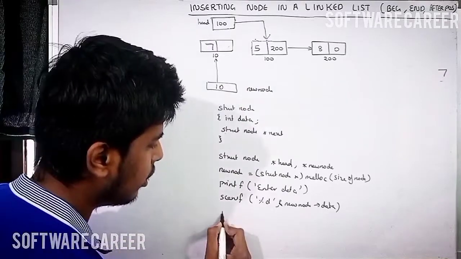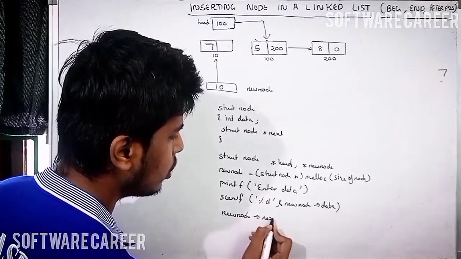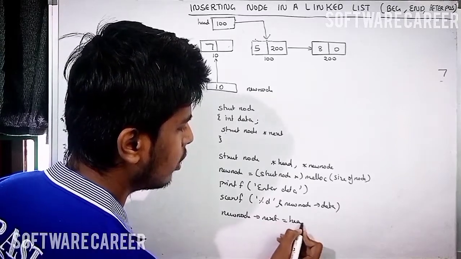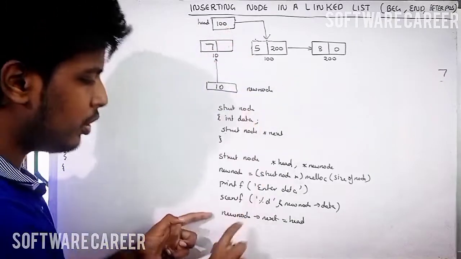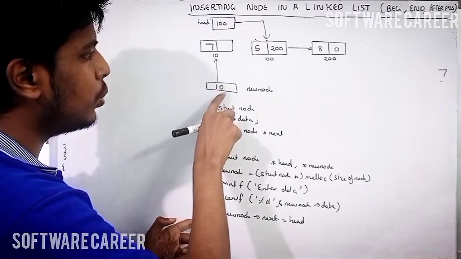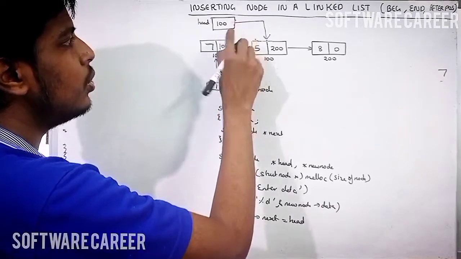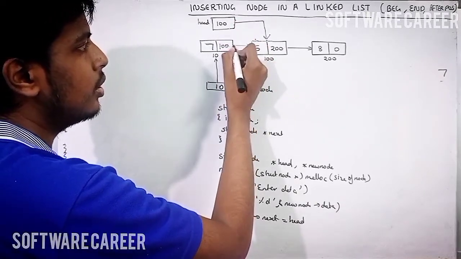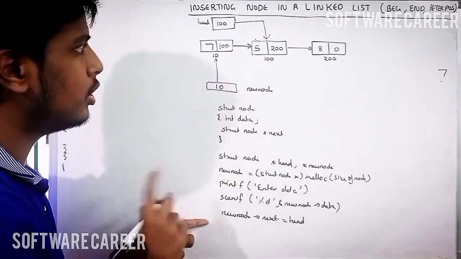So see here, I am writing new node next equals head. Now see, what is head? Head is 100. Now 100 is put into new node next. New node is 10. 10's next is this pointer. In this pointer I am putting 100. So this link gets connected. This node 10 is pointing to node 100. So this is the first step.